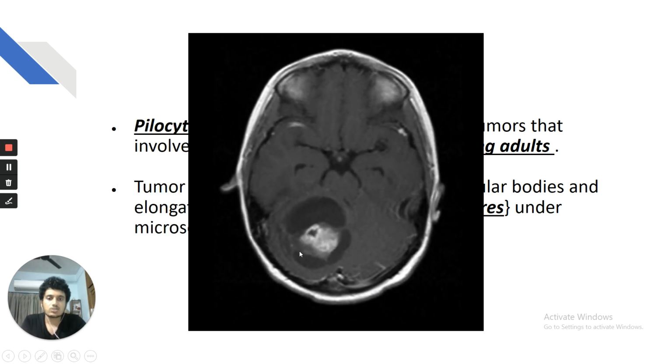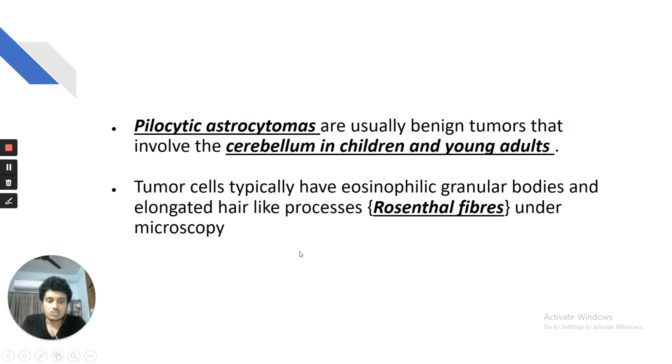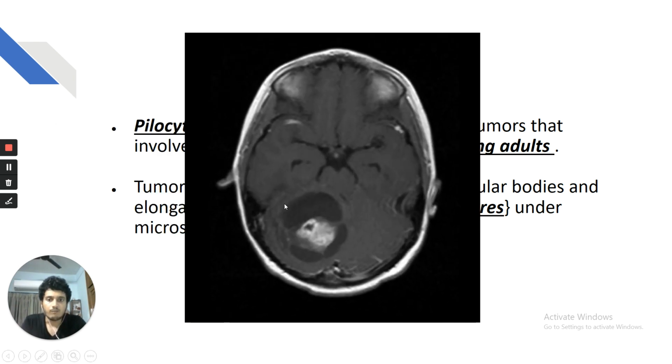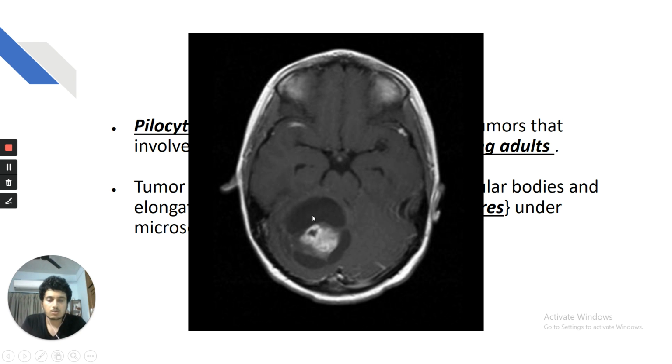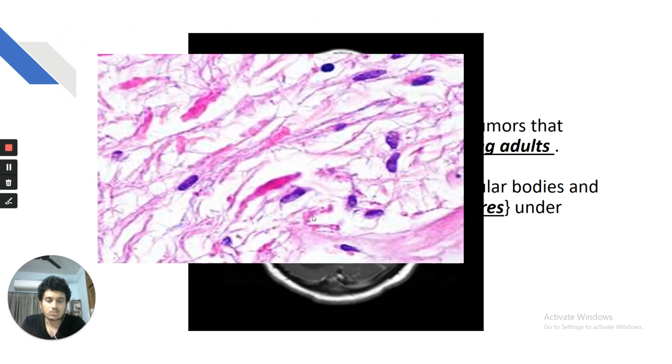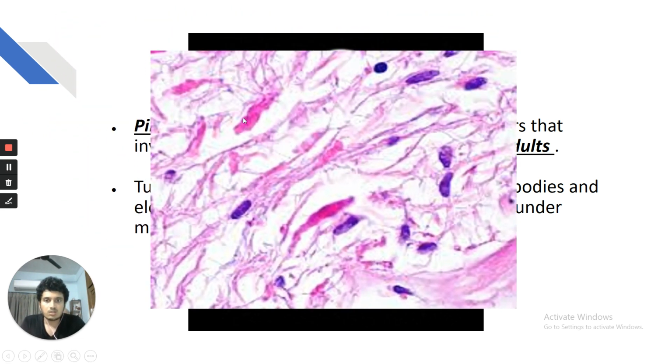So, pilocytic astrocytoma is classically a cystic tumor involving the cerebellum, whereas we saw that medulloblastoma had a malignant component, spreading into and compressing the surrounding brain tissue, whereas this is a classical case of pilocytic astrocytoma. These are the Rosenthal fibers seen in pilocytic astrocytoma, hairy, elongated, eosinophilic processes. These are the Rosenthal fibers.